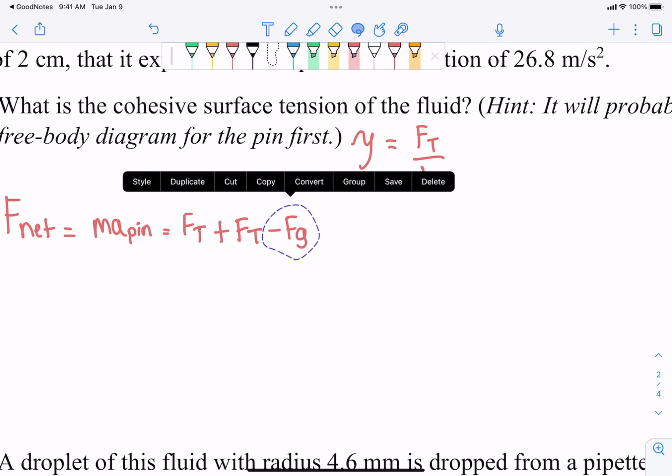Because there's the front and the back of the film, right? There's the force due to the gravity downward, right? And then the two surface tension forces, both pointing upwards, but it's one from the front and one from the back of the film, right?